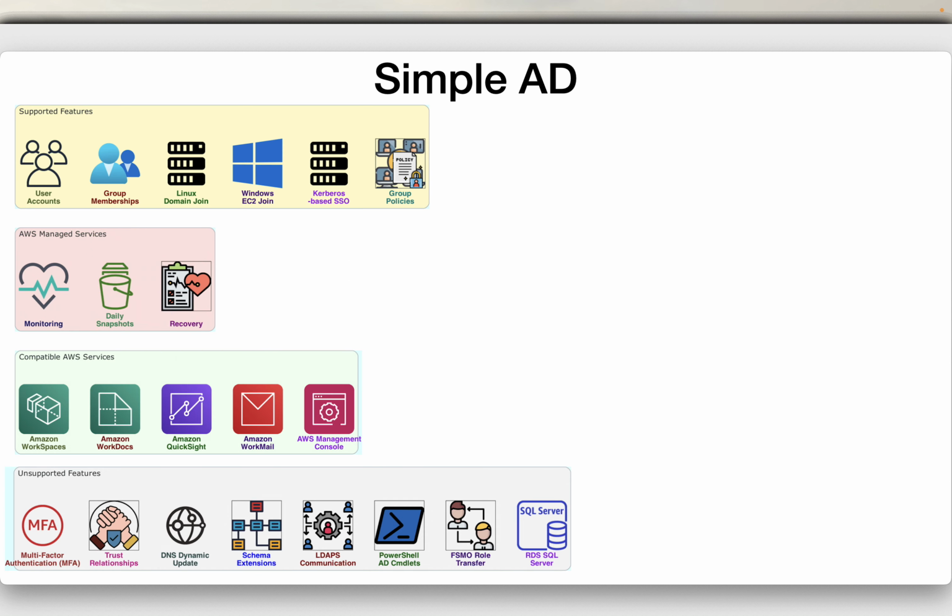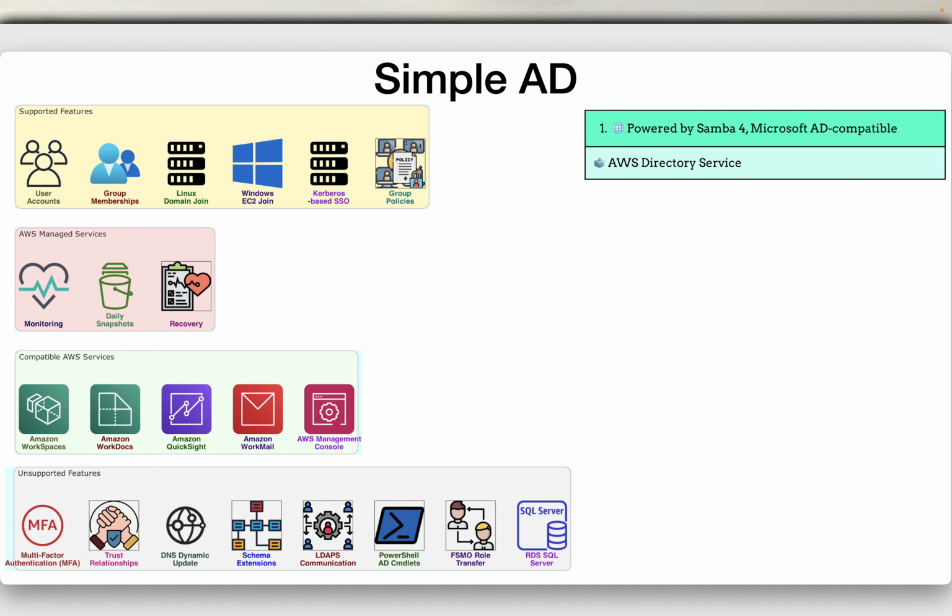And last is the Simple AD, which is the Active Directory compatible directory service. The Simple AD is a Microsoft Active Directory compatible directory from AWS Directory Service that is powered by Samba 4. So Samba 4 is another technology, but it's very similar to Active Directory, but it's not Active Directory, and it is compatible with Microsoft AD.